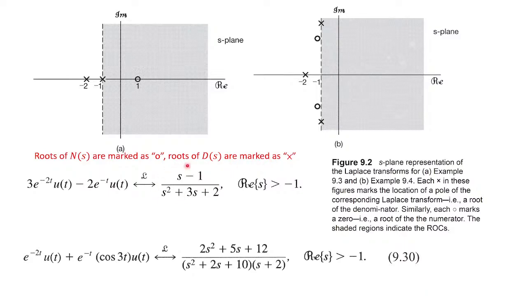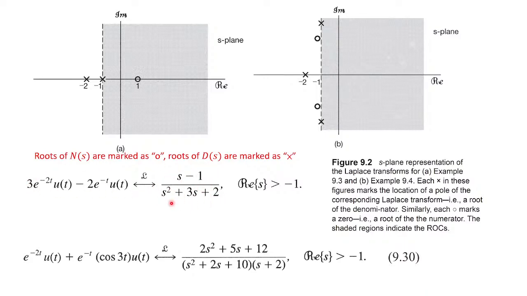Now this is a concept from complex analysis. If you think about this function, then the circles are the zeros of the function, right? So you plug in s equal to 1, then this function becomes 0. And the x marks are going to be the poles of this function. Those are the values of s where this function diverges. If you plug in s equal to minus 1, then the denominator becomes 0, and this whole function goes to infinity.